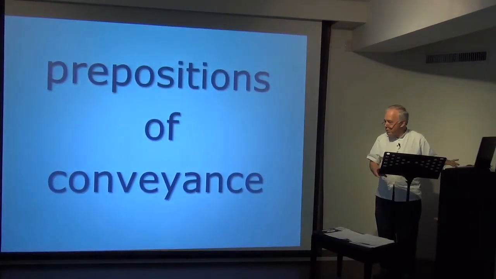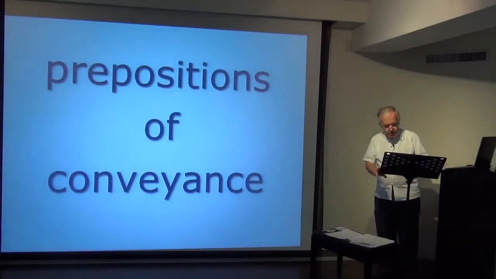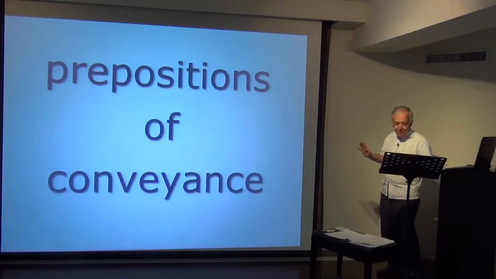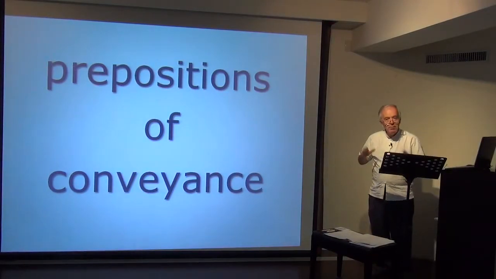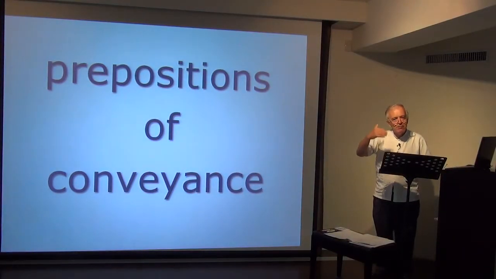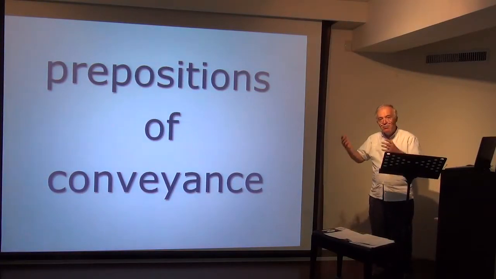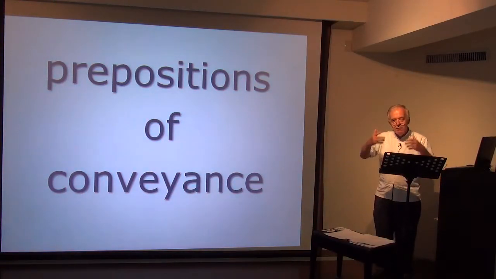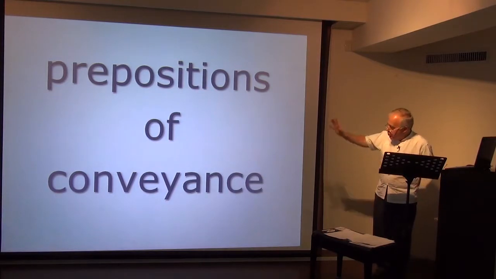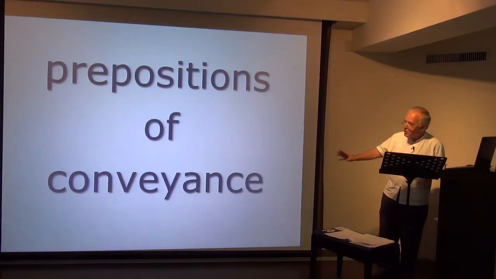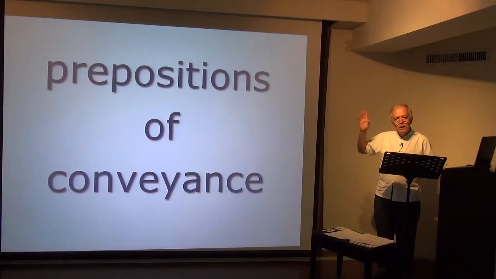Let's move on to prepositions of conveyance. These prepositions of conveyance state the means of conveyance to get from one place to another, as in he went by bus or he went by bicycle. There are two prepositions of conveyance, so let's distinguish them. One is 坐 and one is 骑.